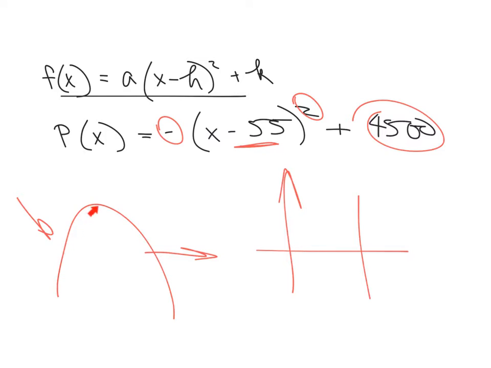So that means 55 ellipticals, and 4,500 is how much profit you'll make on those. That's the maximum amount of money you'll make off these ellipticals. You need to sell 55, and you'll make $4,500. That is the maximum monthly profit. So pretty much that's what we've got there.